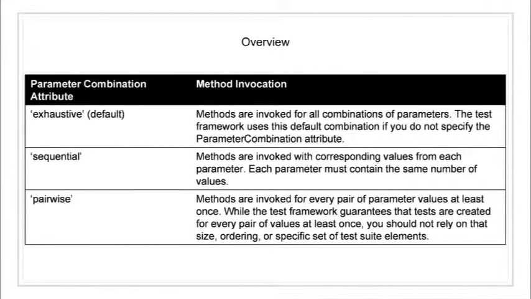There are a total of 3 parameter combination method attributes for test parameterization. First is the exhaustive, that is the default attribute. That means methods are invoked for all combinations of parameters. The test framework uses this default combination if you do not specify the parameter combination attribute. Then there is a sequential attribute. Here the methods are invoked with the corresponding values from each parameter. Each parameter must contain the same number of values. Then there is a pairwise attribute. Here the methods are invoked for every pair of parameter values at least once. So here in the test random test class, all of these 3 attributes are being used.